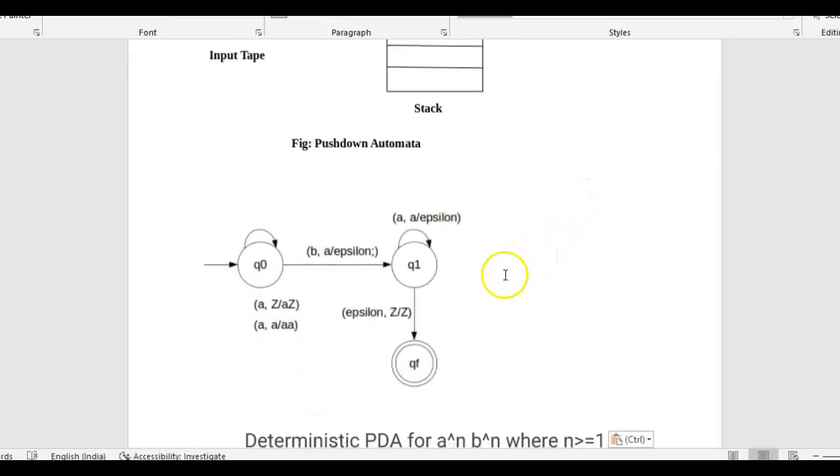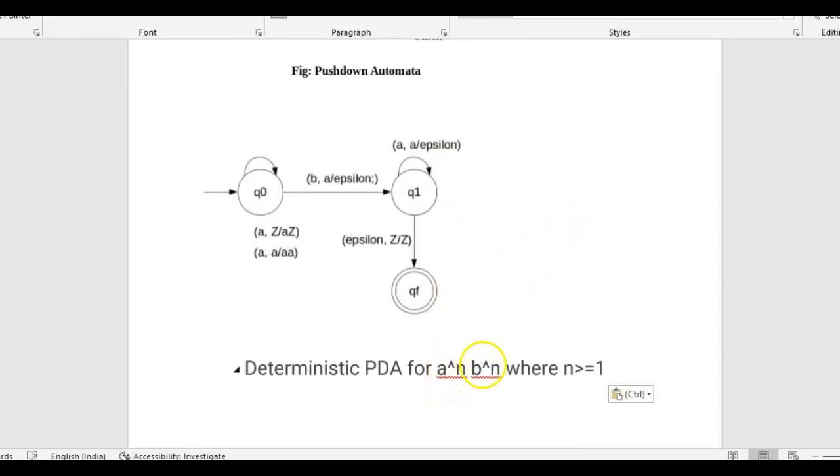You can see that, for example, for a to the power of n, b to the power of n, this is the starting symbol q naught. While doing a PDA, we first have to start with the q naught state, and after that, we have to decide when to change the state. This is the decision that we have to take at our end. You got my point? When we have to change the state, when we have to go for the final state.